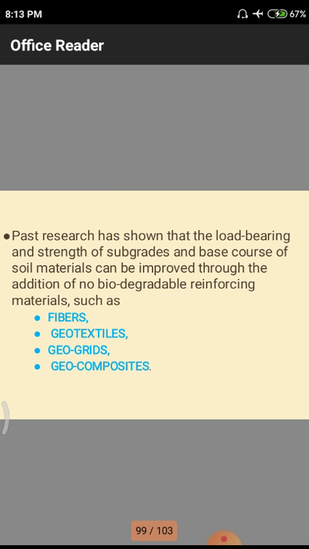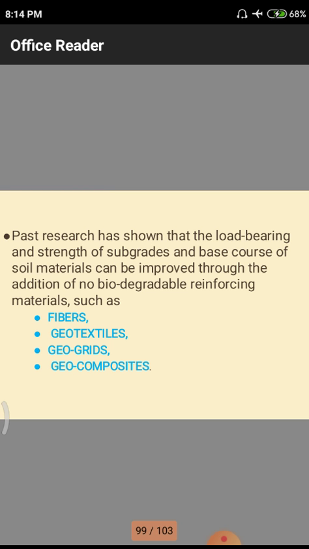Past research has shown that the load bearing and strength of subgrades and base courses of the soil materials can be improved through the addition of biodegradable reinforcing materials such as fibers, geotextiles, geogrids, and geocomposites. All these things we have to discuss in the fifth and sixth chapters. We have these geotextiles, and we have to discuss these things in an elaborate manner.